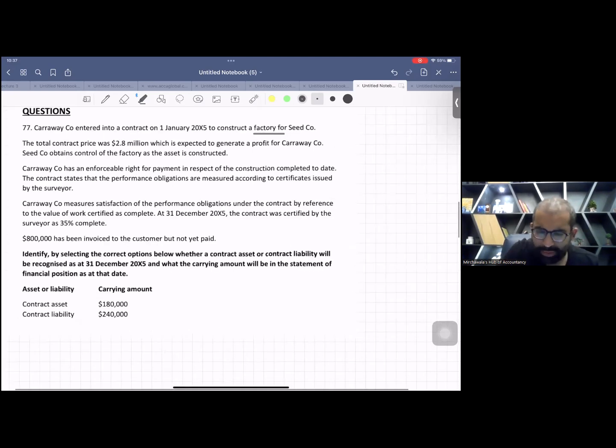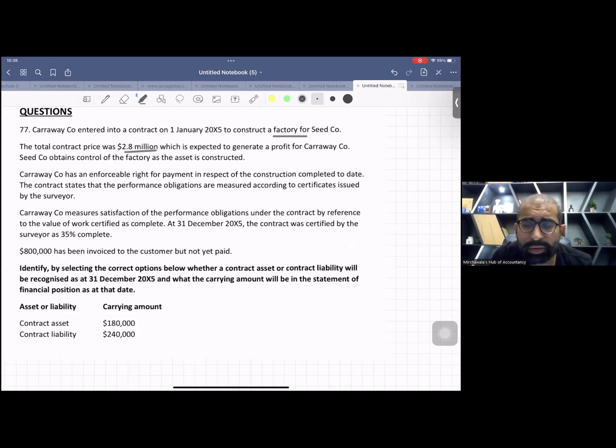Total price right now is not relevant because for SOFP we need revenue recognized to date. Caraway company has enforceable right for payment in respect of the construction completed to date. The contract states that the performance obligations are measured according to the certificates issued by the surveyor. That means it's output method.